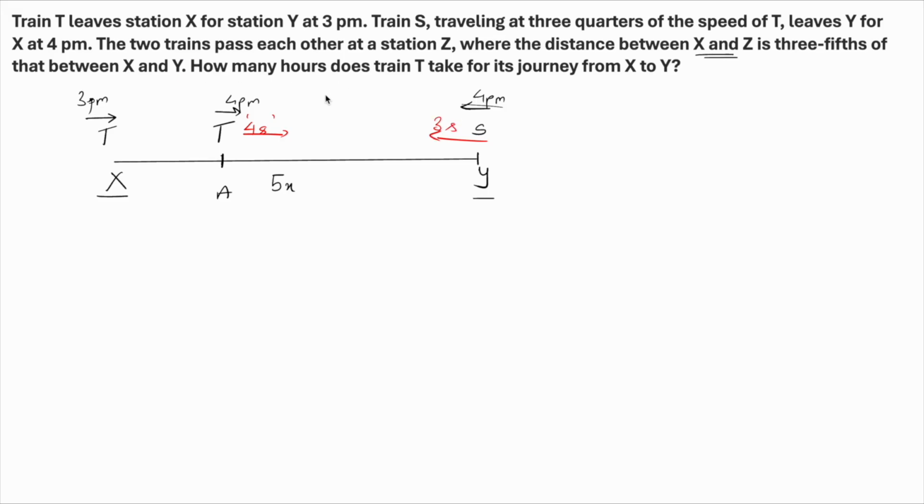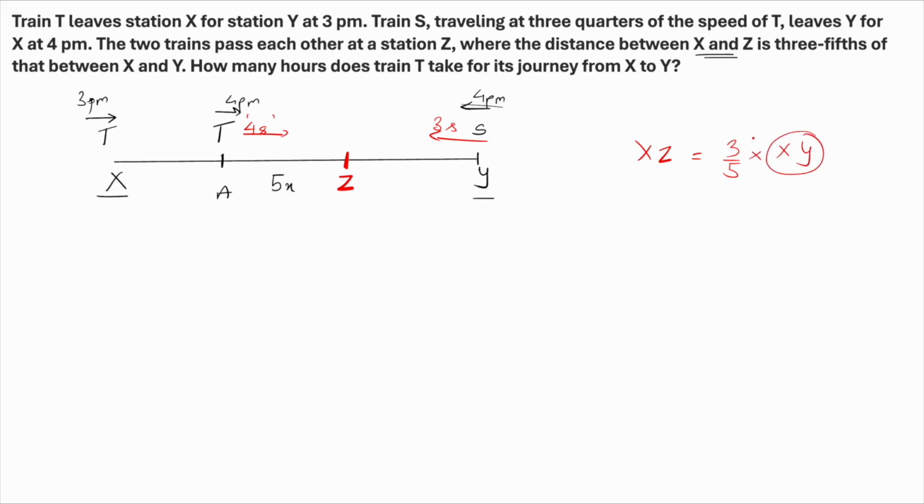The two trains pass each other at a station Z, where the distance between X and Z is 3/5 of the distance between X and Y. So these two meet at a point Z. This is the point Z where the two meet. And they have said that the distance between X and Z is 3/5 of that between X and Y.